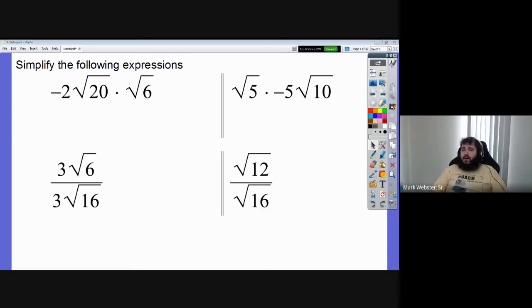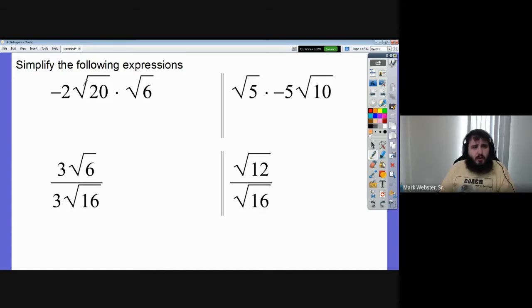Let's go ahead and get started. So, I brought these up because we're gonna be doing some more work with radicals, and so I want to make sure that we're good with sort of more complicated expressions, just so that when we do these, it's not gonna be too big of a deal.